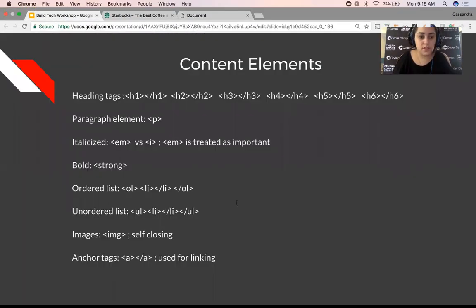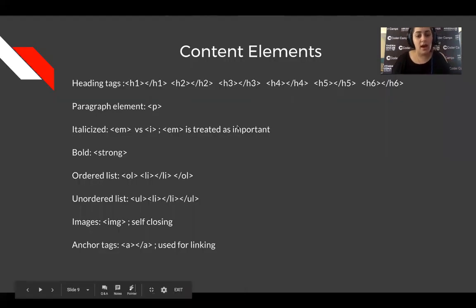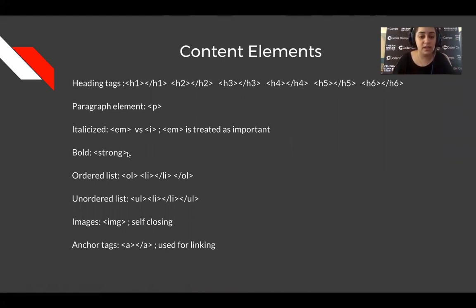We'll go back and talk about some other elements. We have italicized, which can be shown as EM and I. EM is treated as important, and it means emphasis. So visually they're going to look the same, just like a regular italicized, but EM is going to be treated as important. So let's say that you're looking at a visually impaired website, or some websites have that feature where you can click on it and it's for the visually impaired. EM is going to look a little bit different because it's emphasized. If you want to show bold, you do strong.